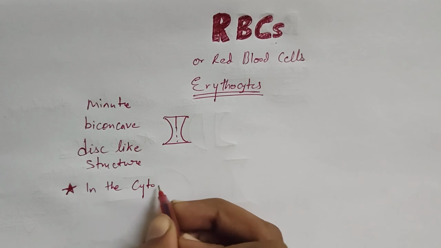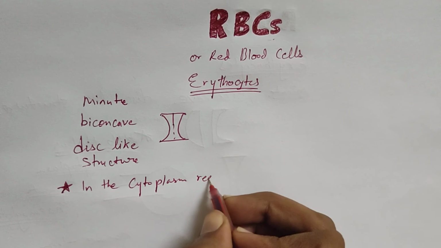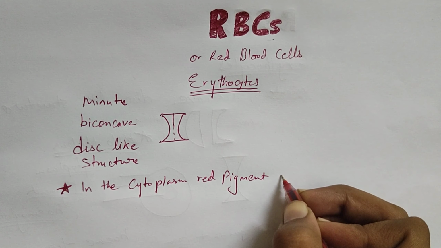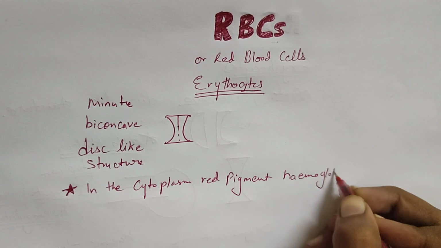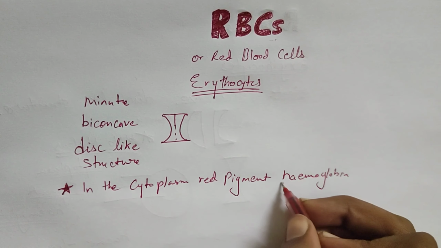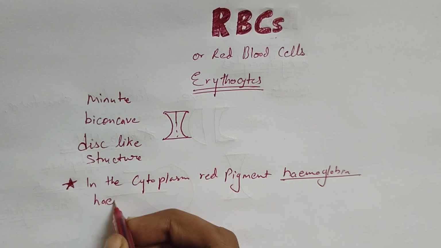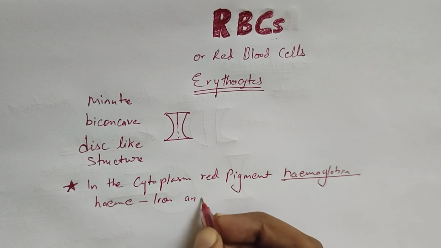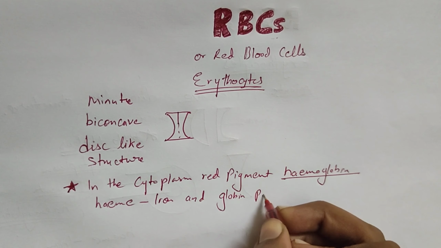In the cytoplasm of the RBC cells, especially, the highlighting point, there is a pigment, a red pigment. It is known as hemoglobin. What is known as hemoglobin? Heme means iron and globin is protein.